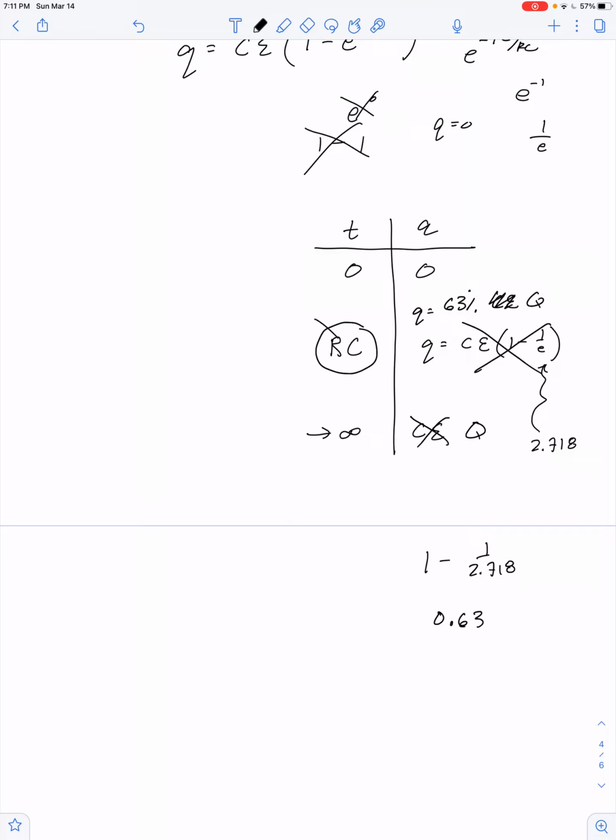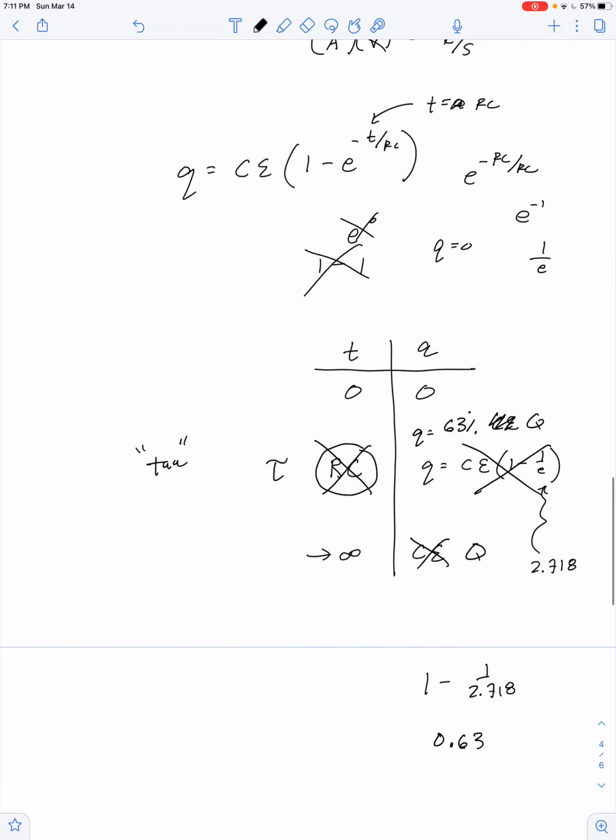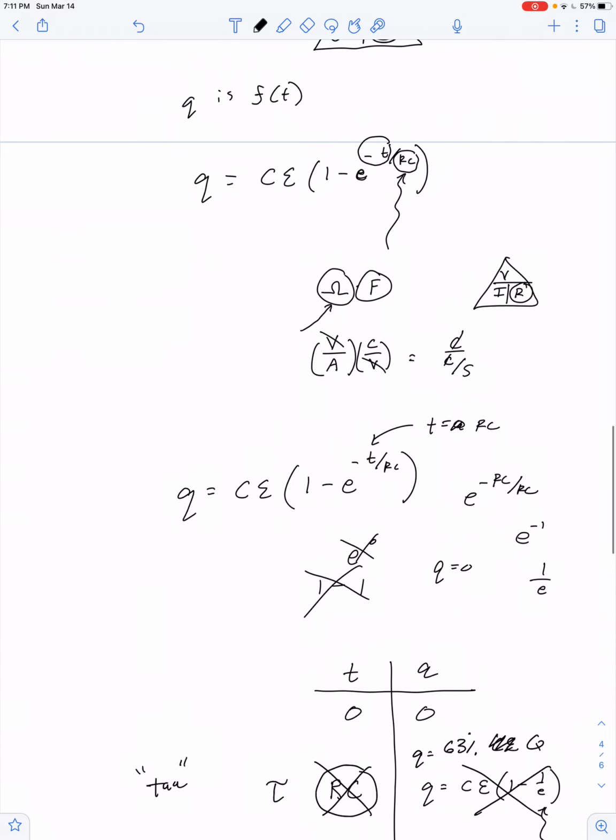In fact, we give a name to this product of R and C. We say that's a special amount of time we call the time constant, and we represent it with the capital Greek letter tau. So this time constant doesn't represent the time it takes for the capacitor to fully charge, because after all, that takes an infinite amount of time. The time constant tau represents the time it takes to reach 63% of the maximum charge.